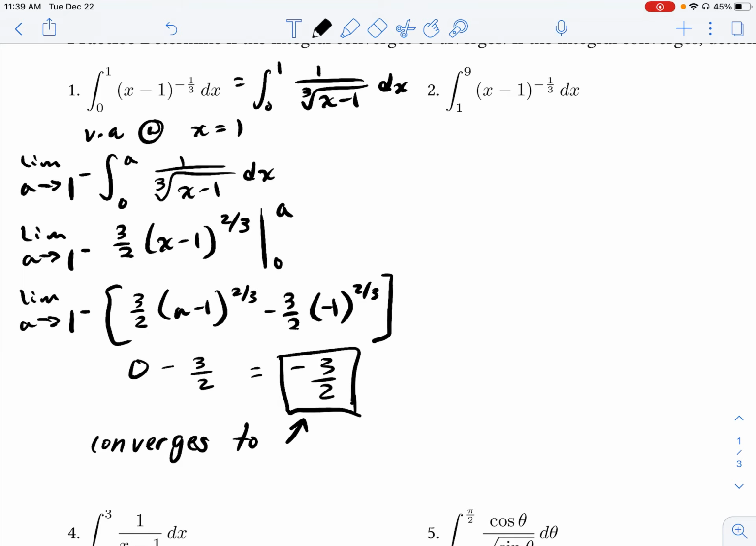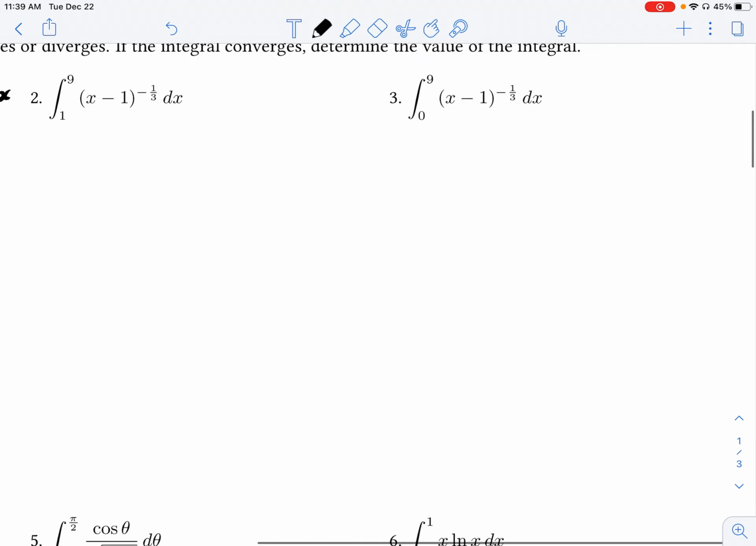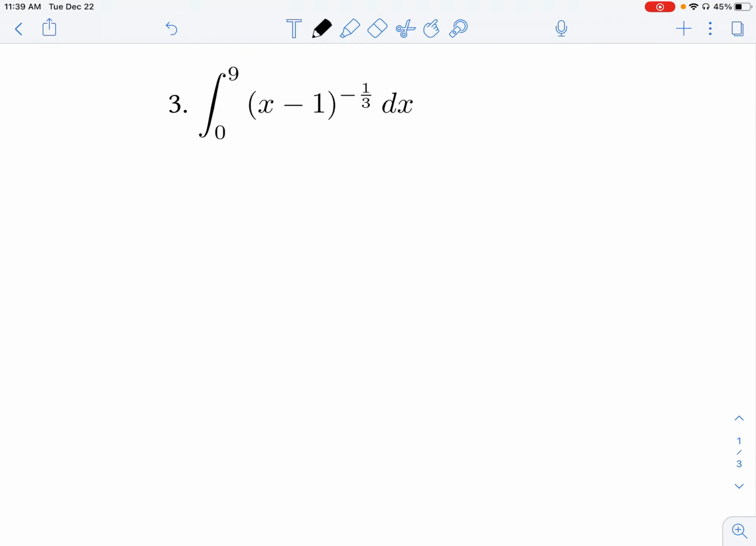All right. Let's look at another case here. Let's look at number 3, because there's something interesting going on here. If we look at the same function, so it's still 1 over the cube root of x minus 1, but this time we'll notice that our bounds are 0 to 9, and our vertical asymptote is still at x equals 1. So this is our first example where we have a vertical asymptote within our bounds of integration. So what do we do here then? This effectively just means we're going to need to set up 2 limits. We're going to do 2 different one-sided limits, as we approach the vertical asymptote from the left side, and then as we approach it from the right side.